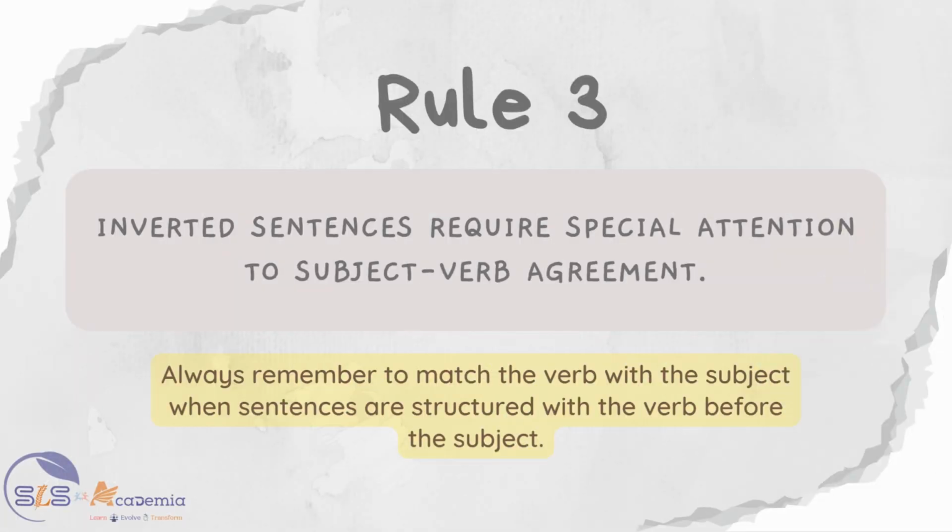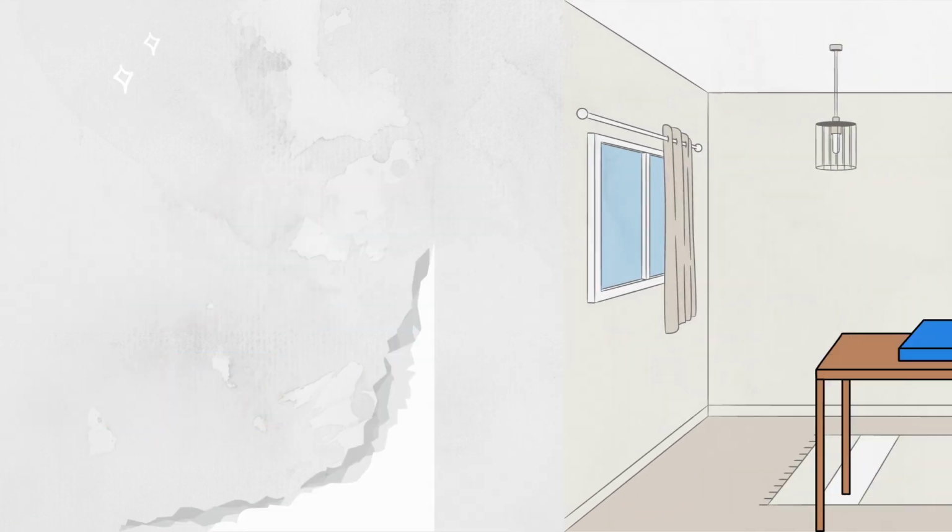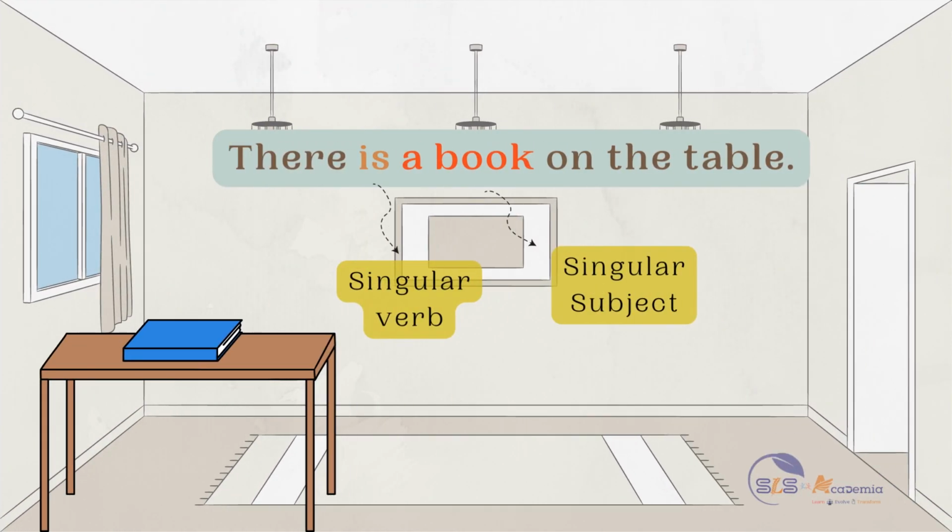Now let us look at the third rule. Inverted sentences require special attention to subject-verb agreement. Sometimes sentences are structured with the verb before the subject. In these cases, pay close attention to ensure the subject and verb agree with each other. For example, there is a book on the table. In this sentence, the verb is comes before the subject, a book. The subject is singular and the verb is agrees with it in the singular form.